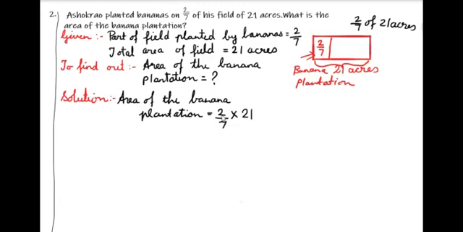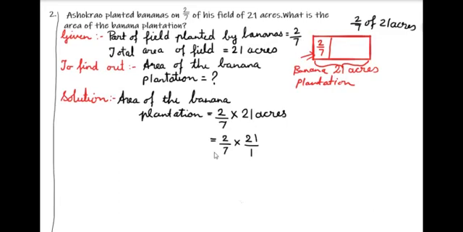Got it, students? Now, how to carry out the multiplication? We have already studied. So 2 upon 7 we will write as it is. 21, how should we write? 21 upon 1. A whole number has denominator 1. So I have written this 21 as 21 upon 1. Now we have studied how to do multiplication: numerator multiplied by numerator, denominator multiplied by denominator. So we will write, equal to 2 into 21 upon 7 into 1.